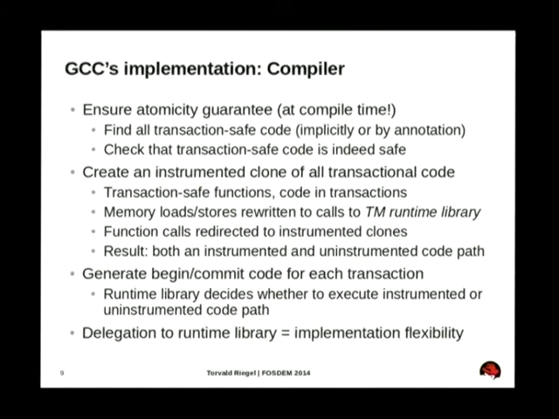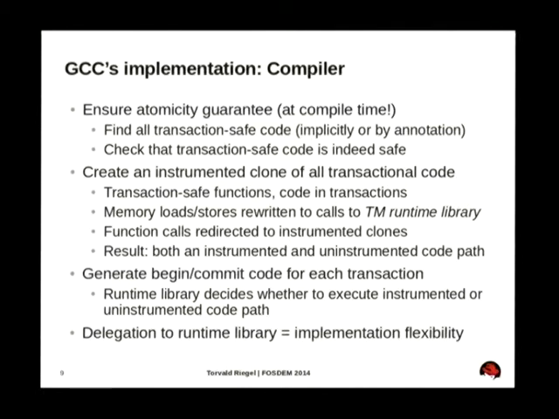Switching gears a little, how do we actually do it in the implementation? Here's a peek into GCC's implementation. It has two sides to it: one is the compiler side, and the other is the TM runtime library side. There are essentially three steps that we do in the compiler, except parsing and stuff like that. First, we ensure the atomicity guarantee. We don't ensure that your program is data race free, but if we can assume that your program is data race free, then we can ensure atomicity for your transactions at compile time.